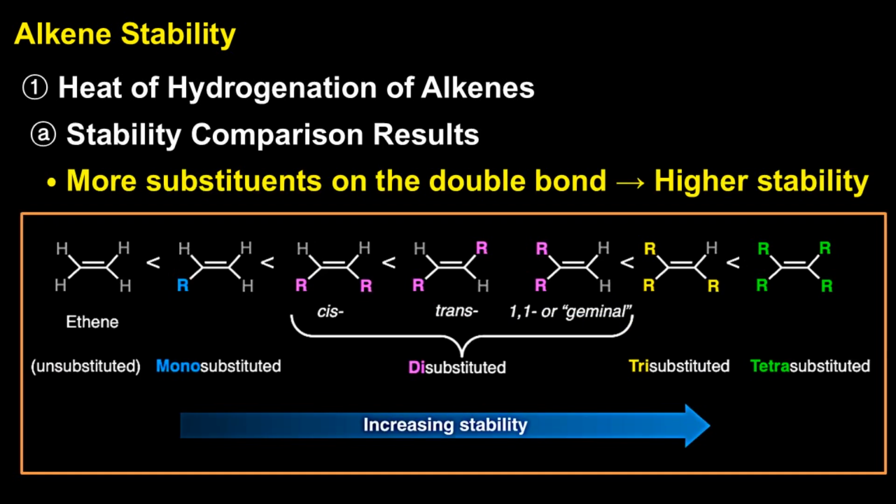Alright, so what makes some alkenes more stable than others? A major factor is substitution. The more alkyl groups attached to the double bond, the more stable the alkene tends to be. Here's the general trend: unsubstituted, less than monosubstituted, less than disubstituted, less than trisubstituted, less than tetrasubstituted. In short, more substitution, more stability. But it's not just about how many groups are attached. The way they're arranged also makes a difference.